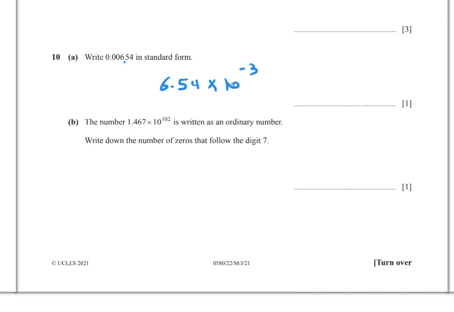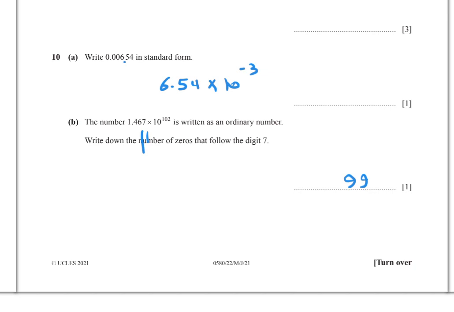Now b, the number 1.467 times 10 power 102 is written as ordinary number. Write down the number of zeros that follow the digit 7. To find the number of zeros, we need to cancel the decimal point first. So we need to multiply by 1000 to cancel the decimal point. If you multiply by 1000, you need to divide this by 1000. So you need to decrease the power by 3. So 102 minus 3 equal 99. So we have 99 zeros.